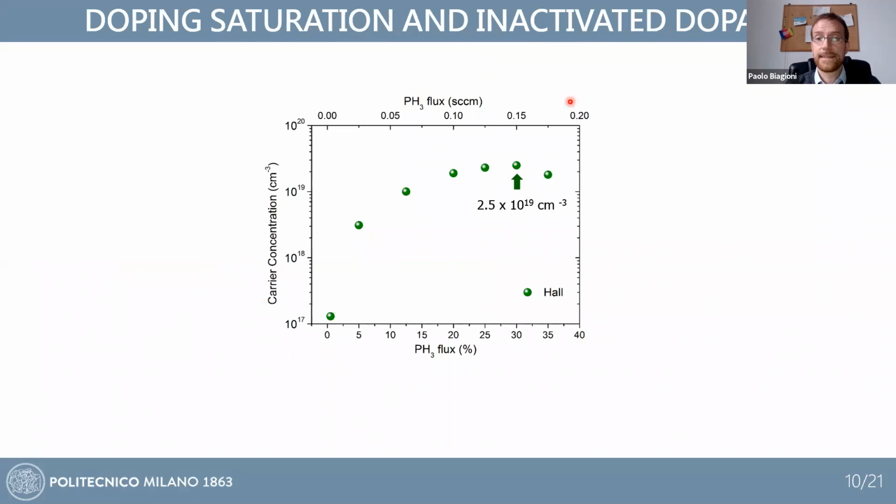Now, as I said, there are many technological issues to face when you want to dope heavily your semiconductors. And in order to access the whole mid-infrared region, one typically targets doping levels in the 10^20 range per cubic centimeter. And here you can see an interesting thing. So this is an experiment in which we grow the material with a flux of phosphine in order to get a negative doping.